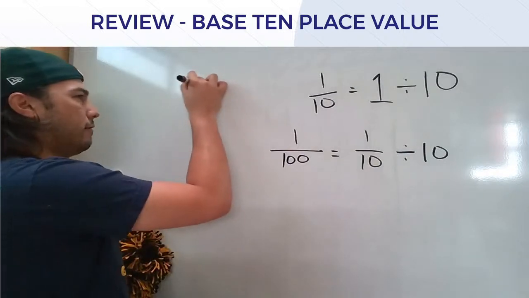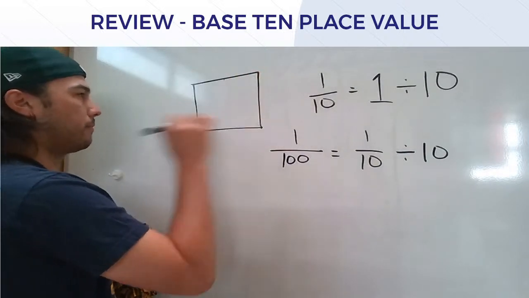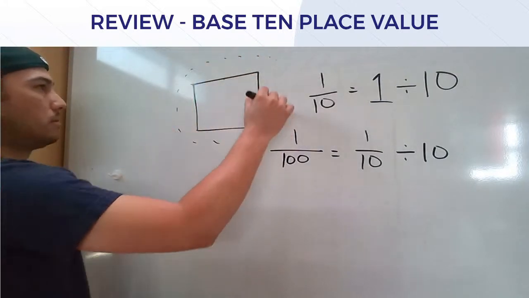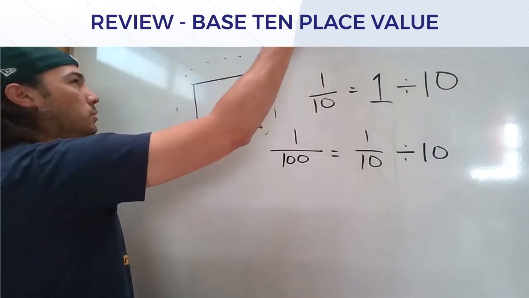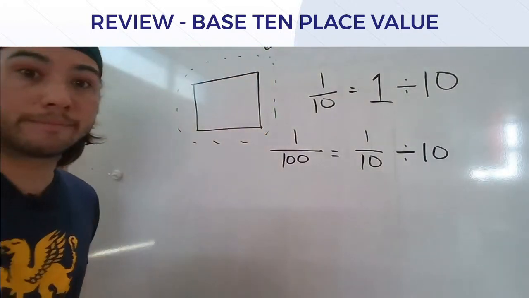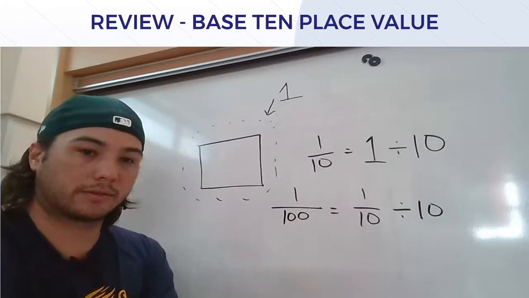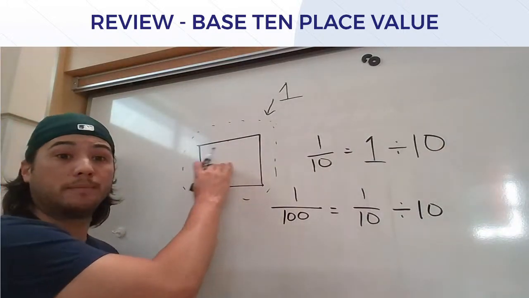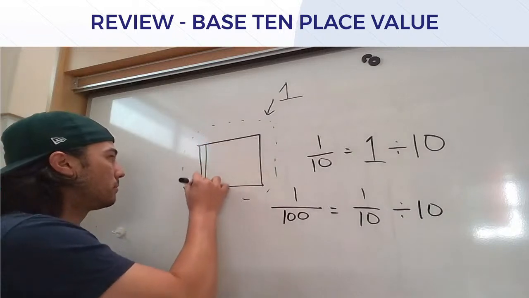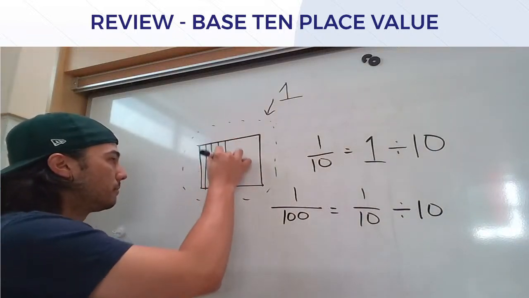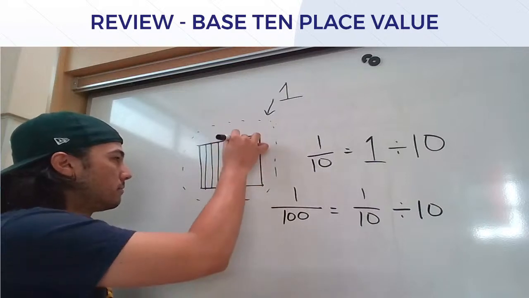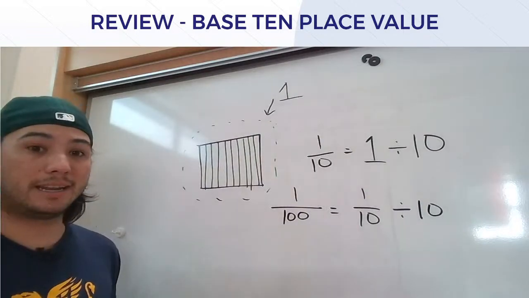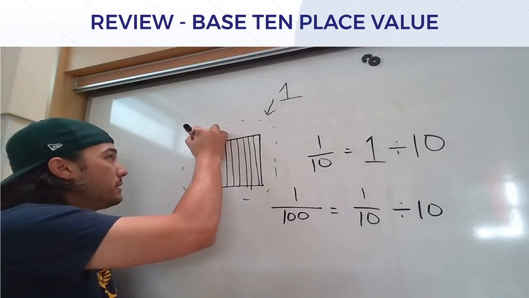So let's say we have, here's our 1, right? So this whole thing equals 1. Maybe that's 1 square foot, let's say. There it is. The whole thing equals 1, right? So let's say we're going to divide this 1 into 10 equal pieces. Okay? Divided it into 10 equal pieces, and each of these pieces has the value of 1/10.